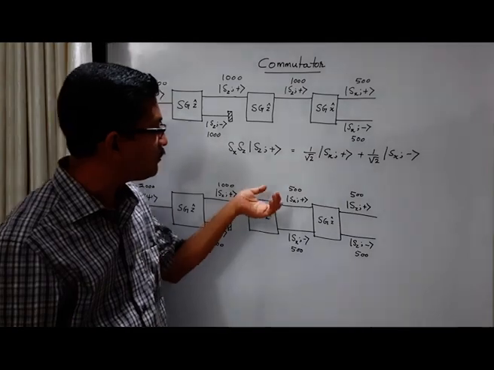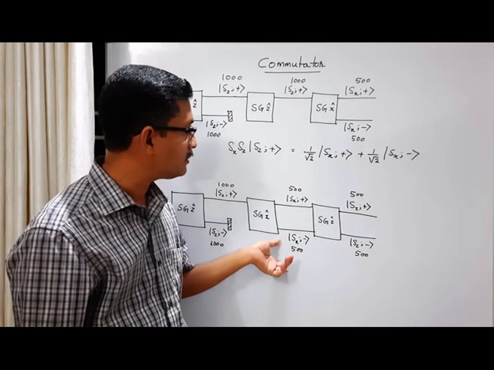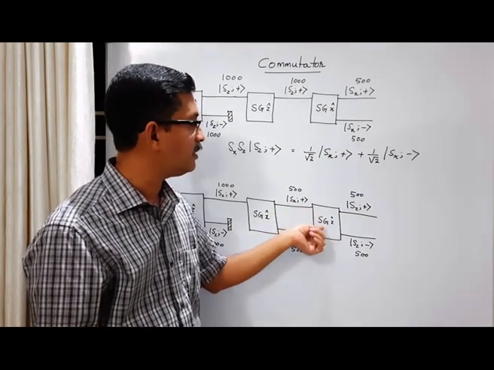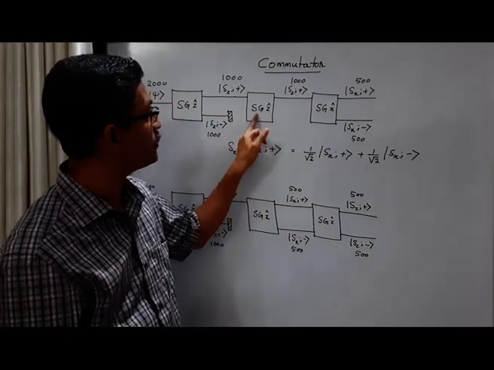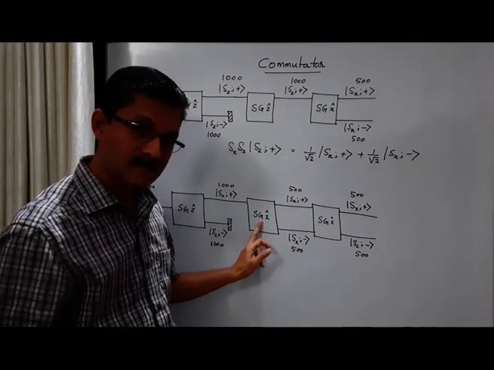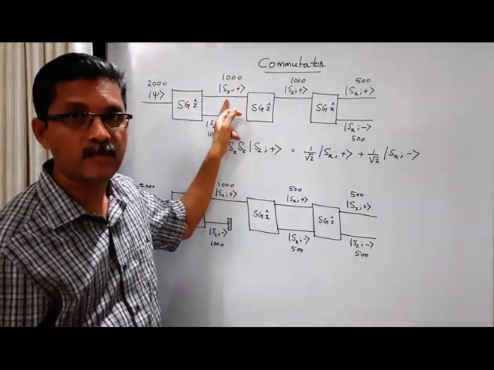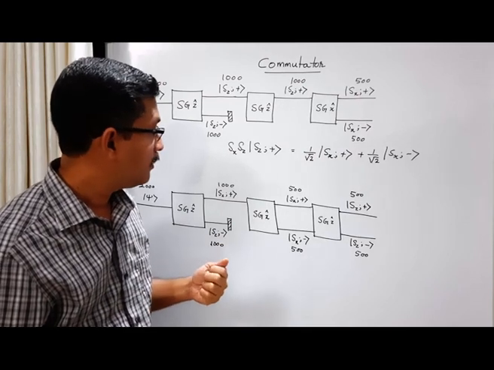So both these 500 particles in Sx plus state and 500 particles in Sx minus state are given to the next Stern-Gerlach measurement. This time we measure Sz. So we have reversed the order. Here first we measure Sz, then we measure Sx. Here first we measure Sx and then we measure Sz for the same input. For the same input state, 1000 particles in a particular input state.